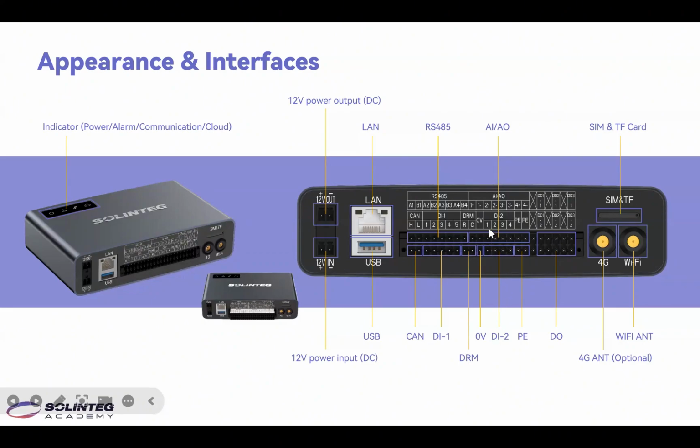Okay, and here you can see there are 4 sets of digital input, and another 4. Here is the PE for the grounding, and here are the 3 sets of digital output. And here you can see a terminal for the SIM and TF card, and it has 2 slots, so it can be used for the SIM card and the TF card respectively. And here is the 4G antenna, and here is the Wi-Fi antenna. But the 4G function is now only available in certain areas, and you can find more detailed information in the user manual.